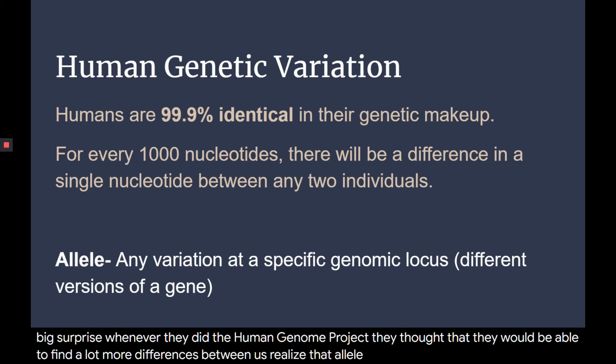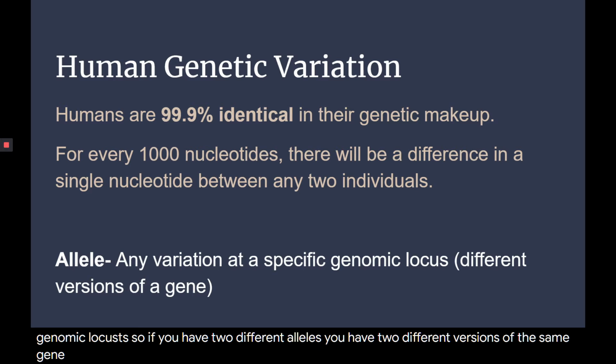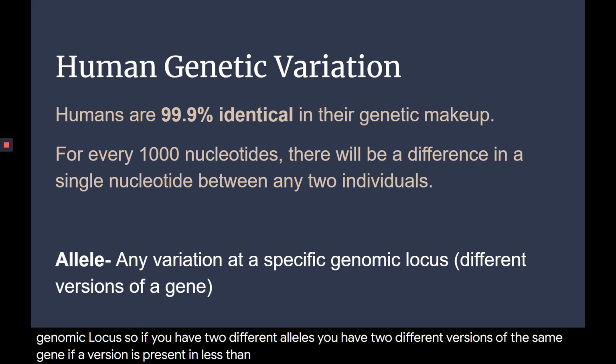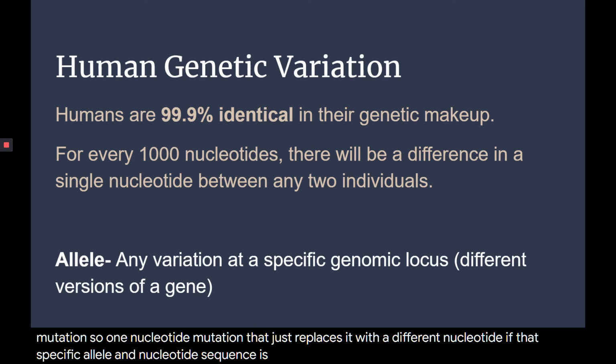Realize that allele means any variation at a specific genomic locus. So if you have two different alleles, you have two different versions of the same gene. If a version is present in less than 1% of the population, people generally refer to it as a mutation. So one nucleotide mutation that just replaces it with a different nucleotide, if that specific allele and nucleotide sequence is present in less than 1% of the population, it is a mutation.